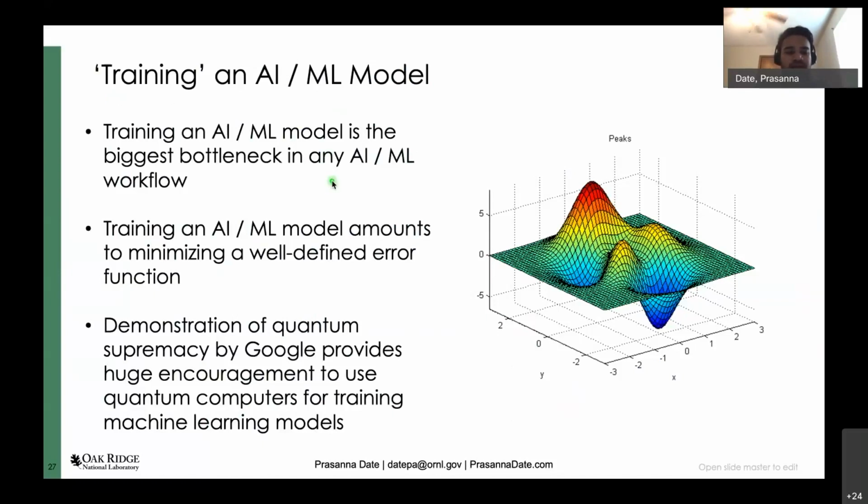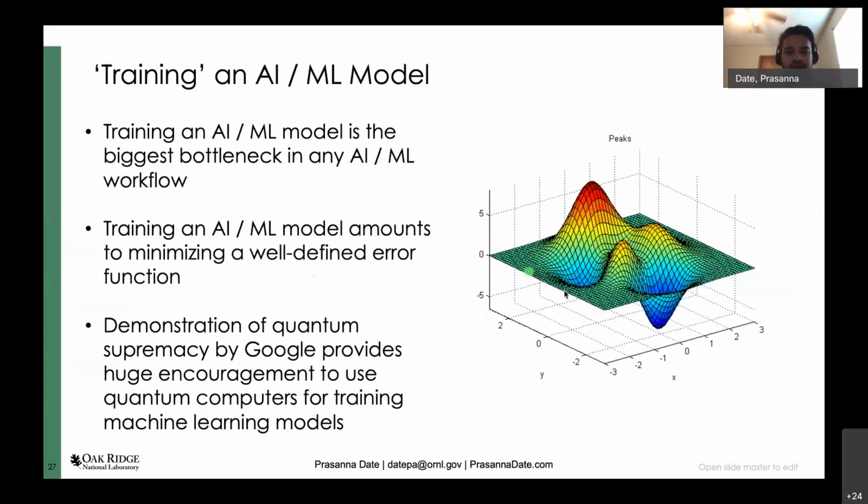If you have worked with any machine learning model before, you would know that training a machine learning or AI model is the biggest bottleneck in the AI workflow. It is the most time consuming and the most compute intensive task as well. So mathematically, what does training stand for? Well, mathematically, it just represents minimizing a well-defined error function.